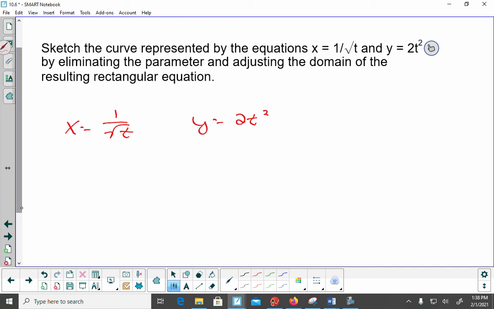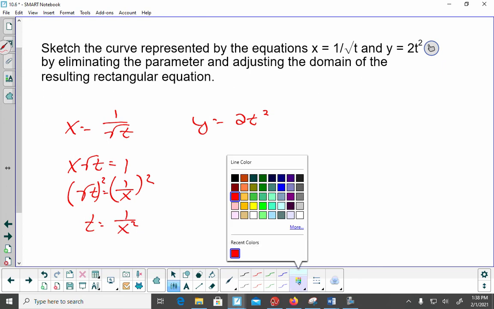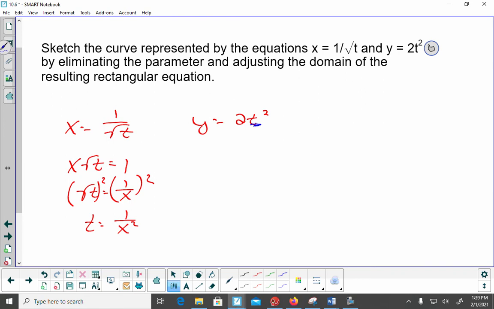So let's suppose I solve x for t. And if I do that, I'm going to have x times the square root of t is equal to 1. The square root of t is equal to 1 over x. And then I am going to square both sides. And I'm going to get t is equal to 1 over x squared. Then in place of this t here, I'm going to write what it's equal to. So this will be 1 over x squared.